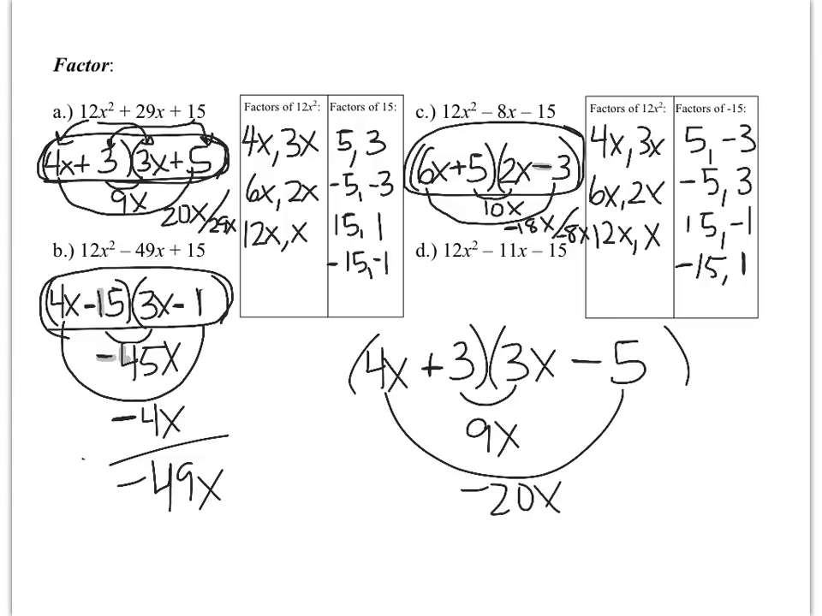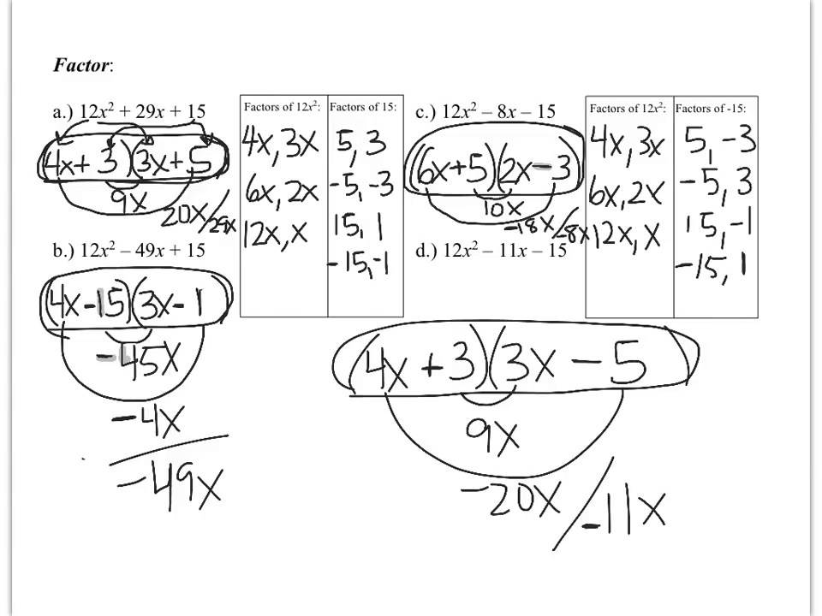Oh, I have it, because 9x minus 20x gives me negative 11x. And so there are my factors. Now, if that didn't work, I would switch my 5 and the 3. And if that didn't work, then I'd throw out the 5 and the 3 and try 15 and 1, and then switch those places. If that didn't work, then I'd throw out the 3x and the 4x, and then maybe I would try 12x and x.